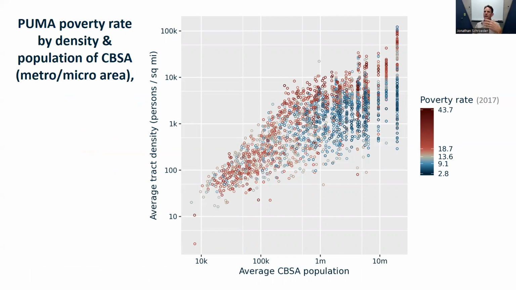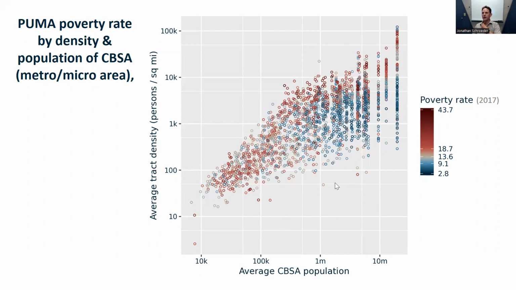So every PUMA has a particular average census tract density, which tells you how dense people tend to live within that PUMA, from remote Alaska to the densest parts of New York City, right? And that's on one axis here. On the other axis, we have the average core-based statistical area population. That's the metro or micro area population. Going up to New York City on the far right, or again, remote Alaska, or I think the Dakotas here on the left.